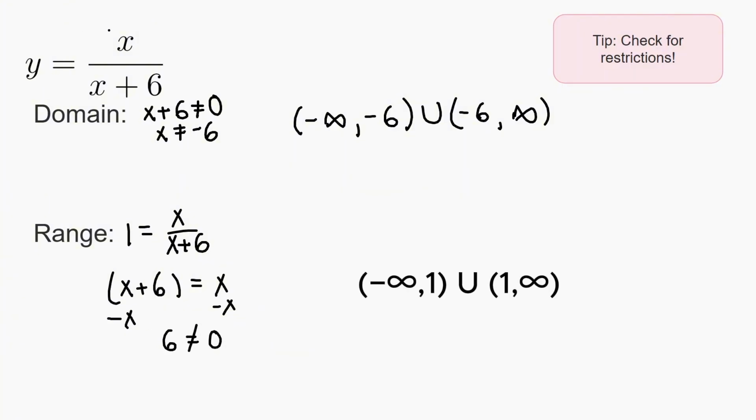The reason that we can see that the range can't be 1 is because x plus 6 here is always going to be a little bit bigger than x, right? No matter how big or small x is, x plus 6 is always bigger, which is why y can never be equal to 1, because the top and bottom are never going to be equal.